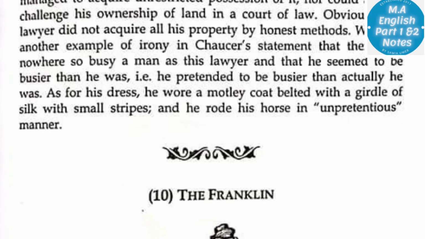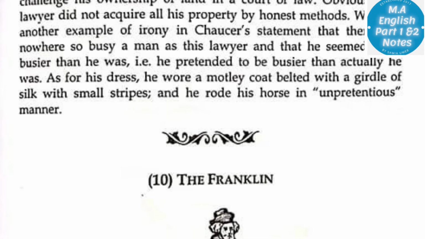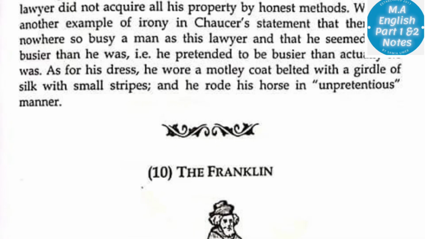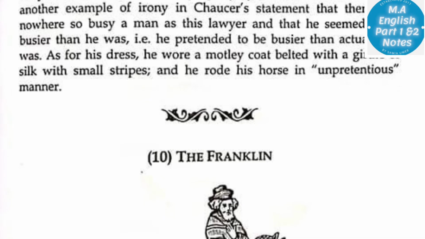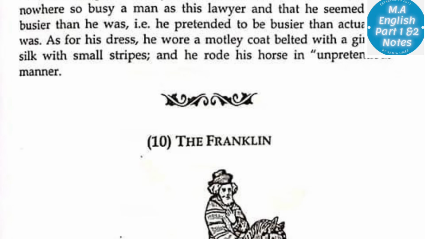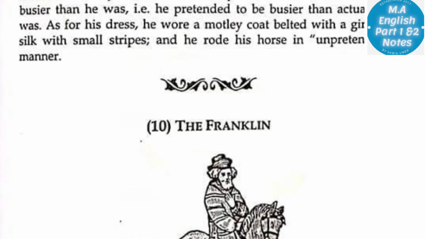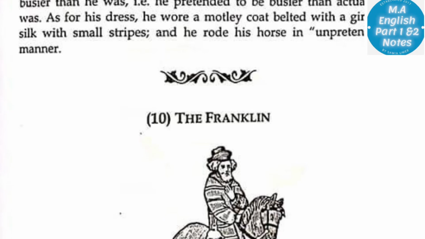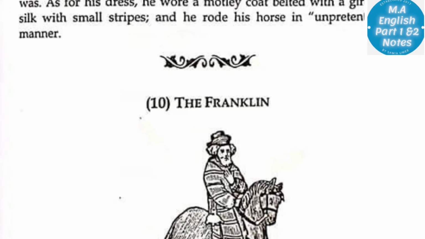We have another example of irony in Chaucer's statement that there was nowhere so busy a man as this lawyer, and that he seemed to be busier than he was. That is, he pretended to be busier than actually he was. As for his dress, he wore a motley coat, belted with a girdle of silk with small stripes, and he rode his horse in unpretentious manner.